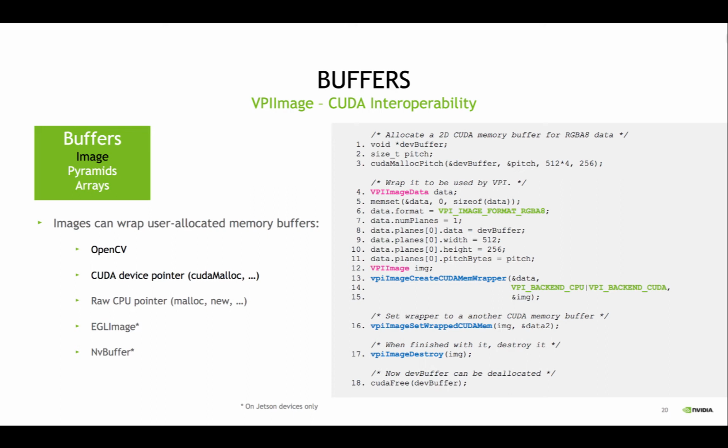We pass that to the vpiImageCreateCUDAMemWrapper function, and like we did with the OpenCV wrapping, we define the backend that we're going to access it. On line 16, we use the vpiImageSetWrappedCUDAMem function to redefine the wrapped CUDA memory buffer. Again here, the new buffer must have the same characteristics as the original one. The rest of the code is what you expect. You use the image and then destroy it. Note that we are freeing the CUDA memory only after we destroy the VPI image that's wrapping it.